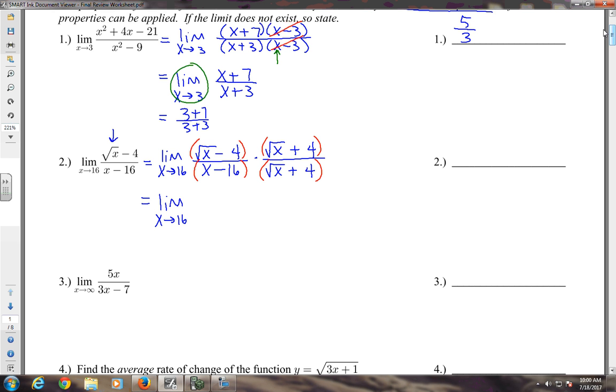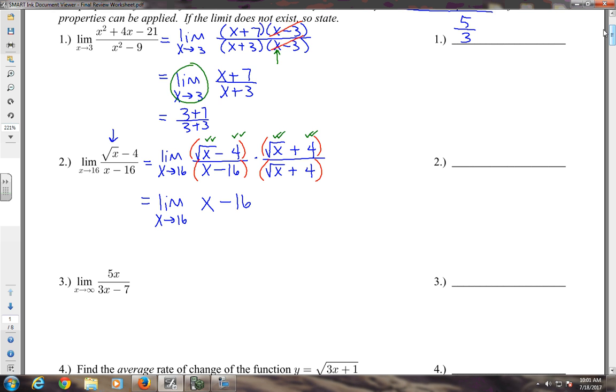So in the numerator, if we go ahead and FOIL these two binomials, the product of the first two terms, square root of x times square root of x, gives us x. Notice the outside terms would be positive 4 square root of x. The inside terms would be negative 4 square root of x, and those two terms would cancel. They will always cancel when I'm using conjugates. Then we'll multiply our last two terms. Negative 4 times positive 4 gives me negative 16.